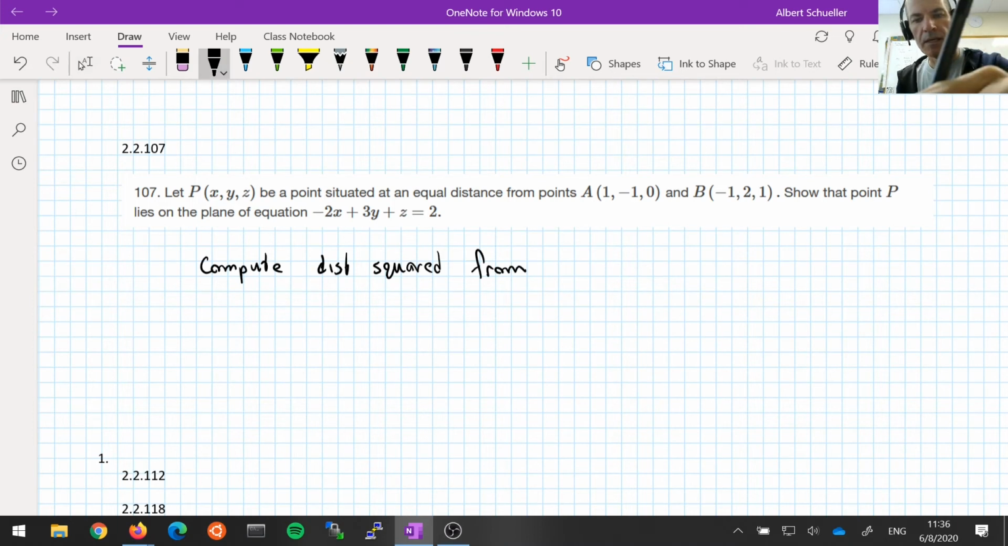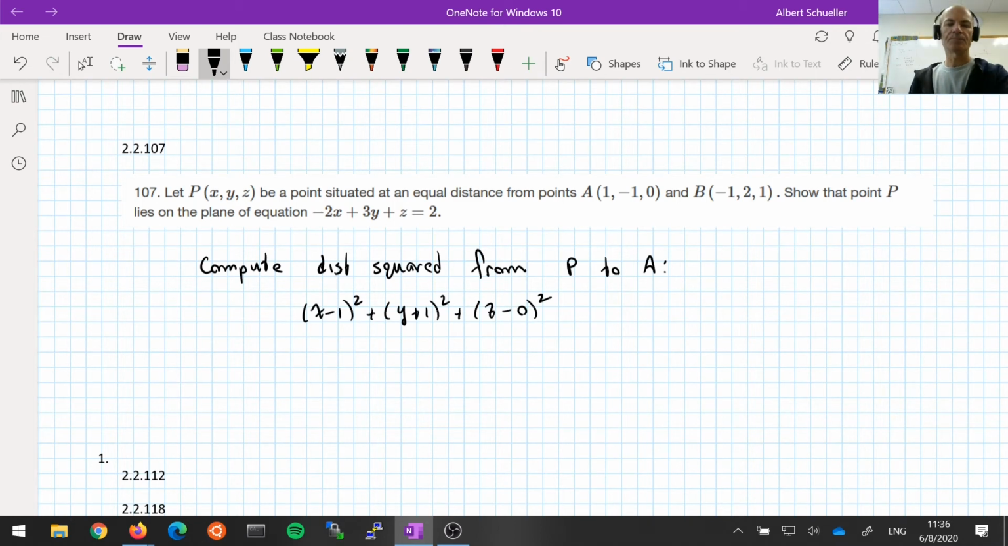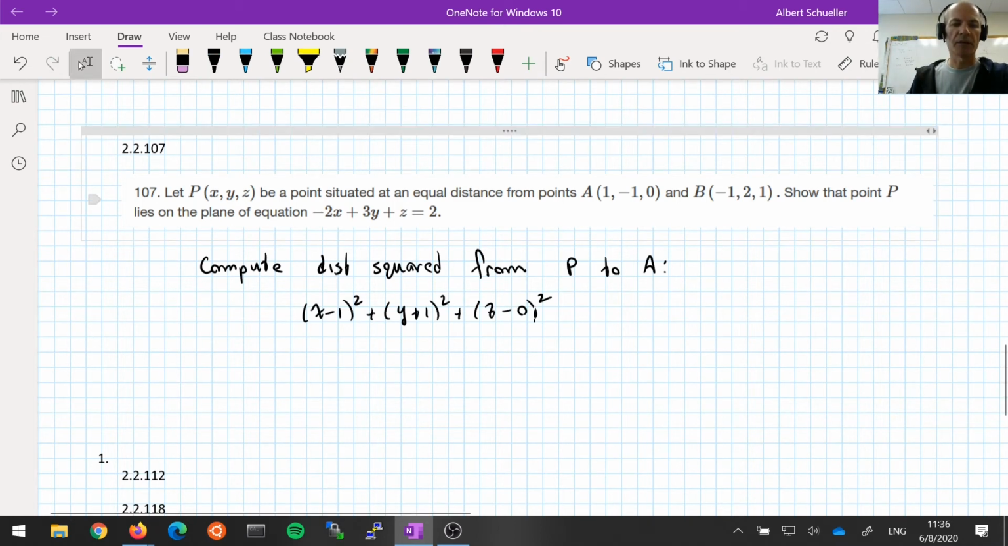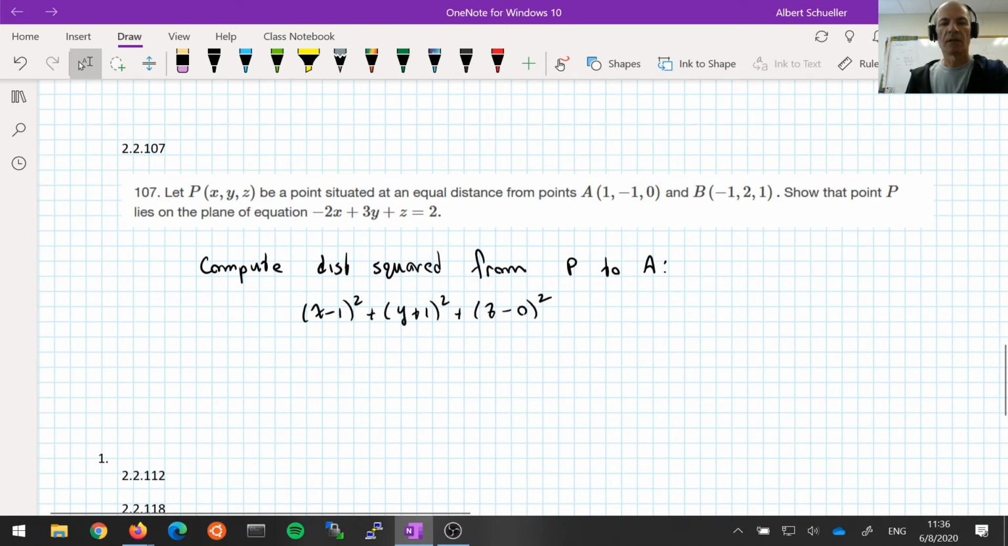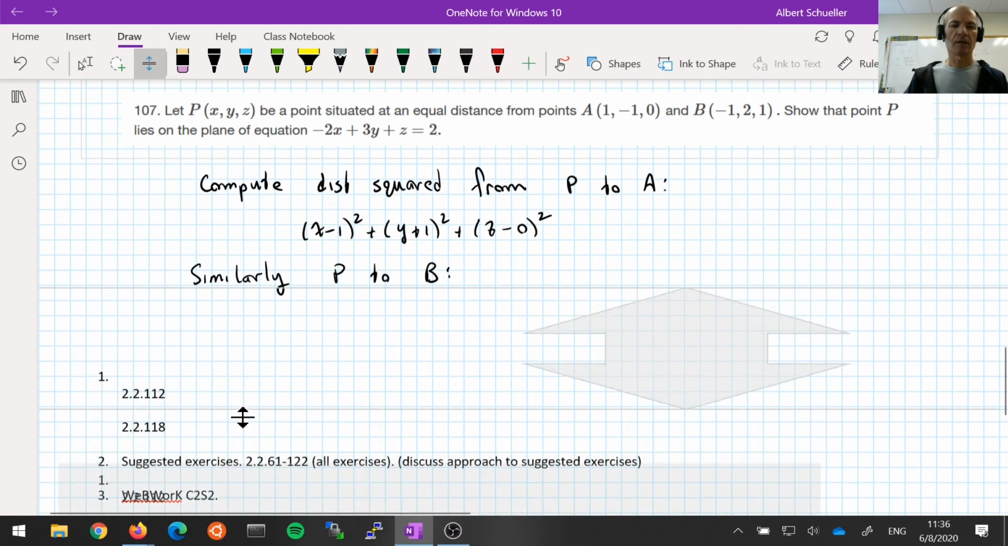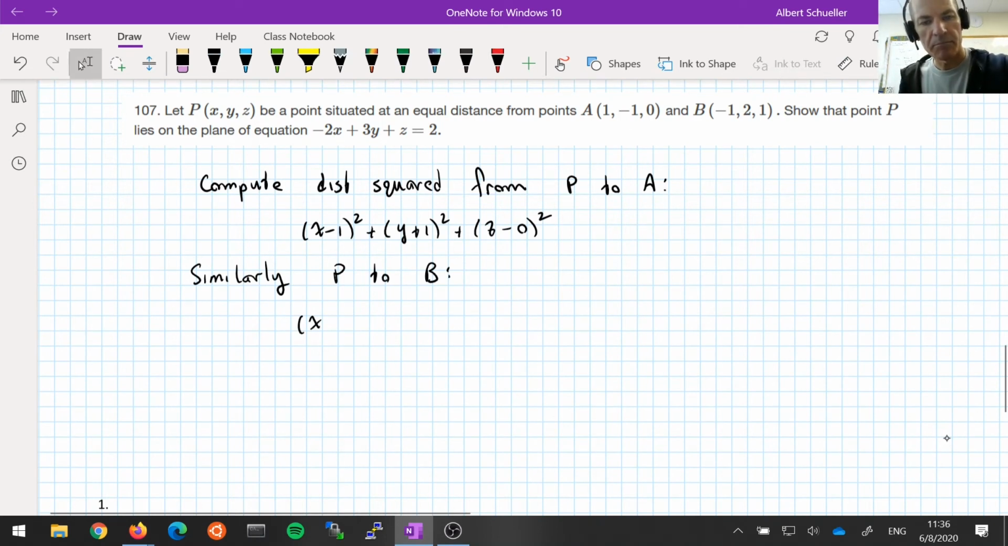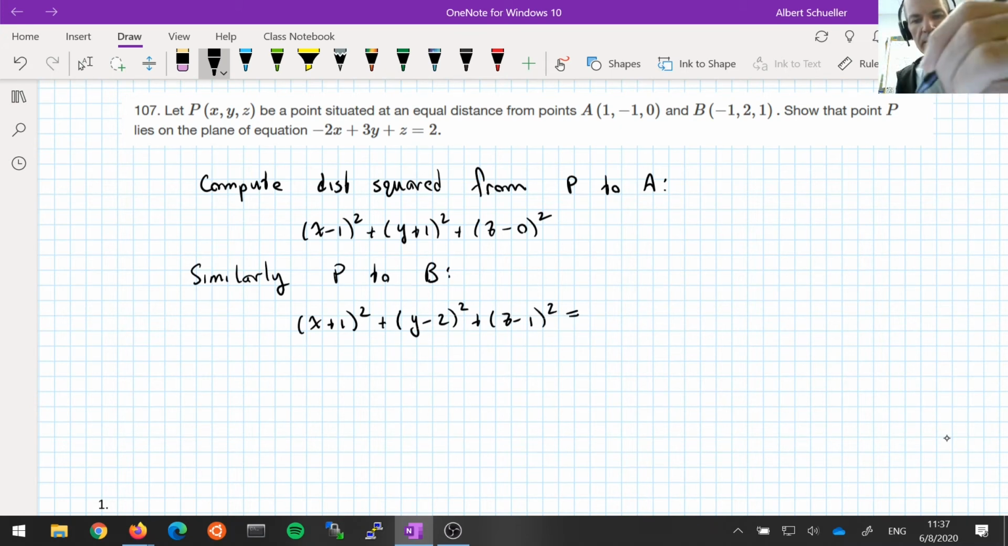from P to A. Well, that is x minus 1 quantity squared plus y plus 1 quantity squared plus z minus 0 quantity squared. That's the distance squared from this generic point x, y, z to the point 1, negative 1, 0. Similarly, from P to B looks like this. X plus 1 quantity squared plus y minus 2 quantity squared plus z minus 1 quantity squared. That's the distance from P to B.